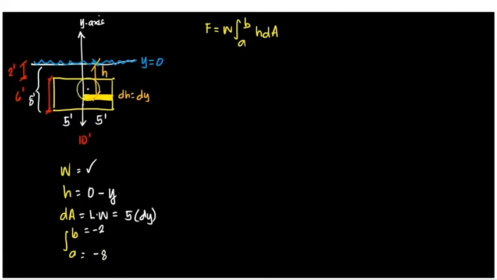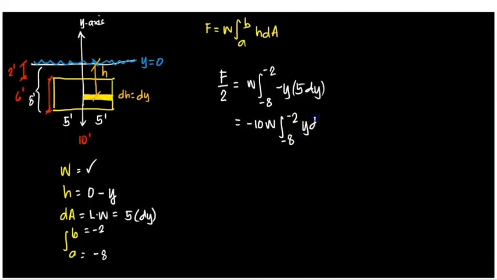However, let's look at the representative element. The representative element only represents half of the slab. So in order to solve for the force, the total force, my formula should be half of the force is equal to W from A to B. So that's from -8 up to -2. H is -y. And then dA is 5 dy. Again, let's bring out what we can bring out. So that's 2 times, let's bring out the 5. That's -10W from -8 to -2 of y dy.